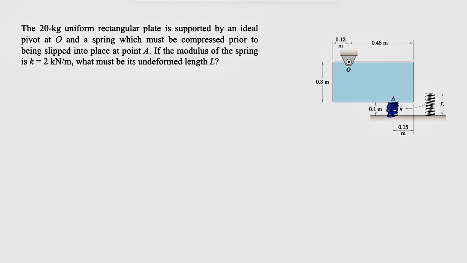So the force that the spring is applying to this rectangular plate would be in this direction since the spring by itself is in compression. We know that the modulus of the spring is 2 kilonewton per meter, and the question is asking what must be its undeformed length L. So we are in equilibrium.